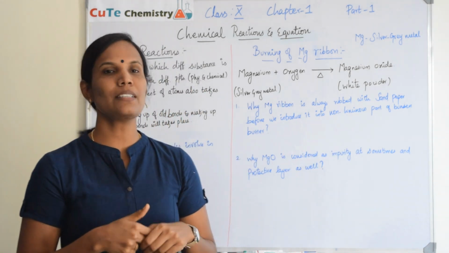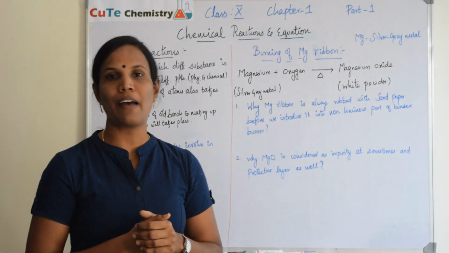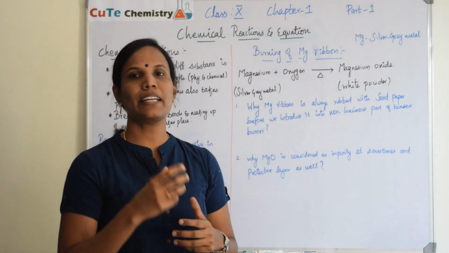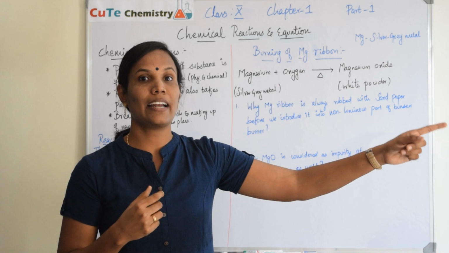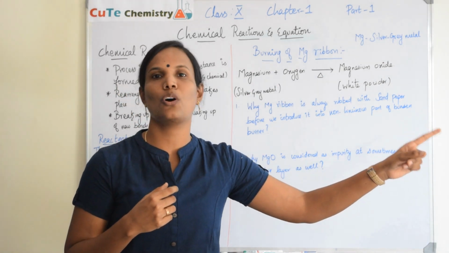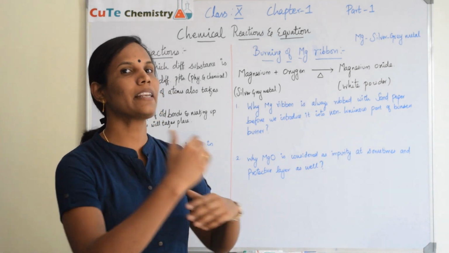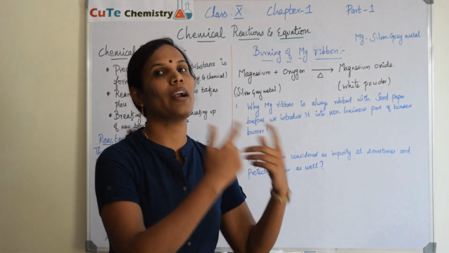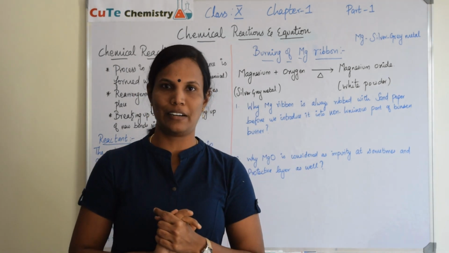The second change is the rearrangement of atoms. Atoms can rearrange among themselves. For example, if I take sodium on this side, at the end of the reaction I should also get sodium. I cannot get magnesium, which is not possible. Atoms can rearrange, but conversion of one element to another element will not take place in a chemical reaction.